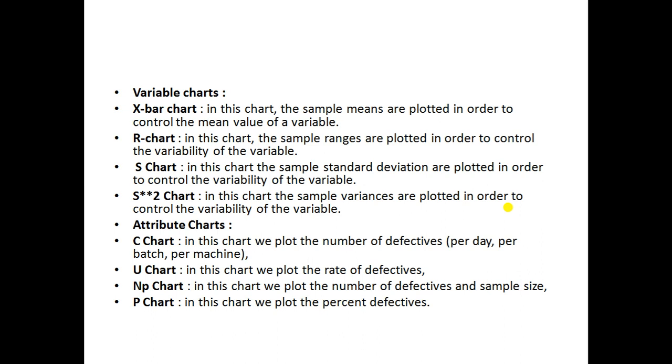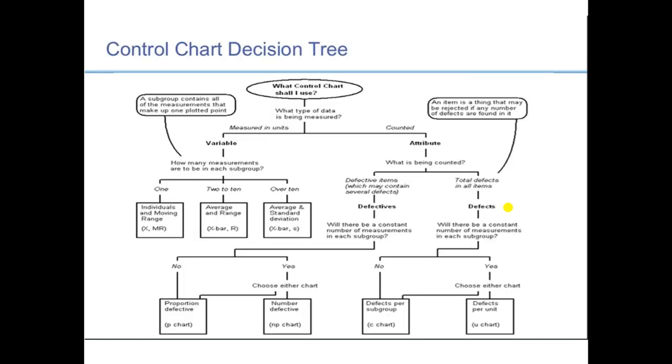And there are other charts, the attribute charts. The C chart: in this chart we plot the number of defectives per day, per batch, or per machine. The U chart: in this chart we plot the rate of defectives. The NP chart: we plot the number of defectives and the sample size. And the P chart: we plot the percent defectives. So these five or six charts we will discuss in the next classes, in our discussion about control charts.